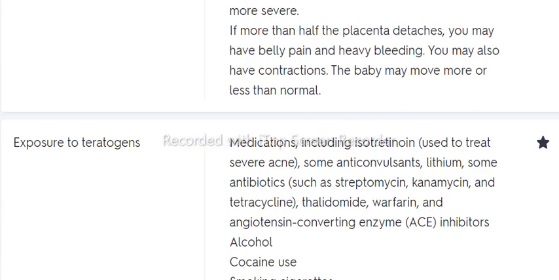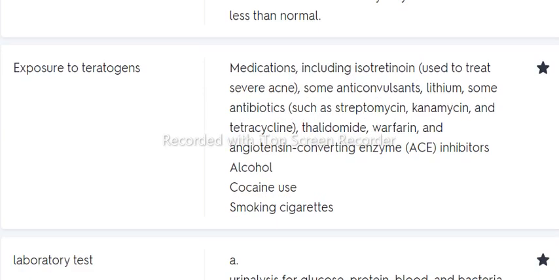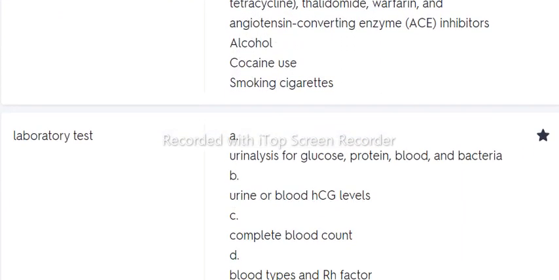Exposure to teratogens. Medications including isotretinoin, some anticonvulsants, lithium, some antibiotics, thalidomide, warfarin, and angiotensin-converting enzyme inhibitors, alcohol, cocaine use, smoking cigarettes. Laboratory test.